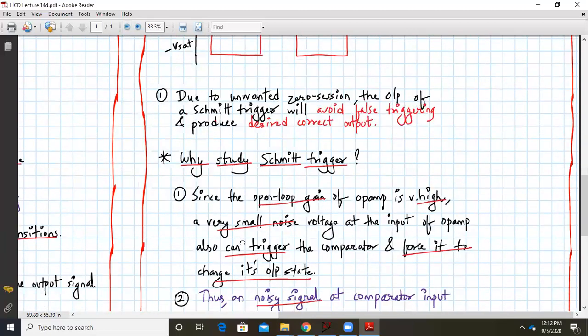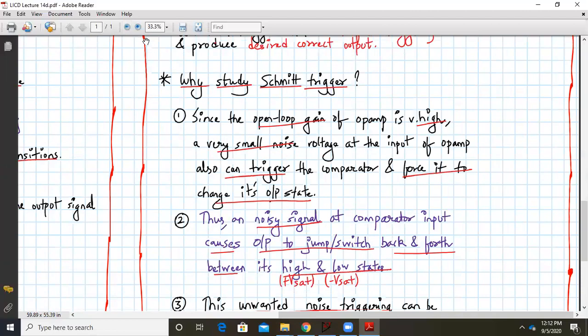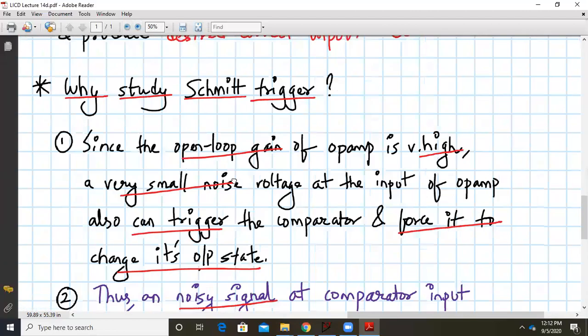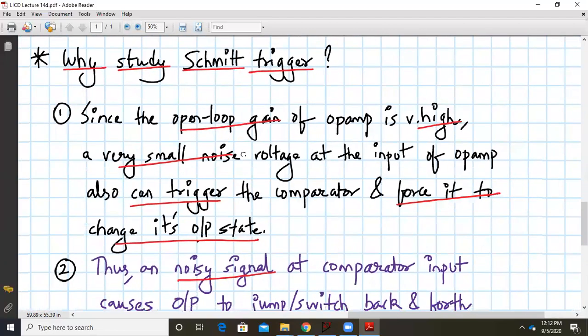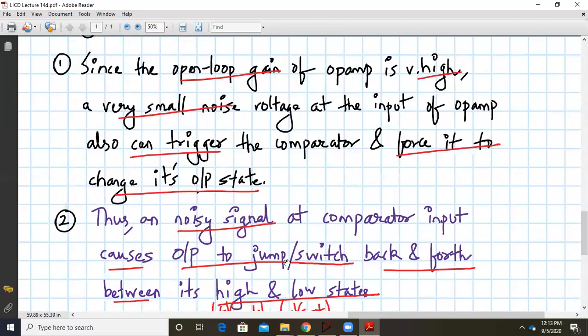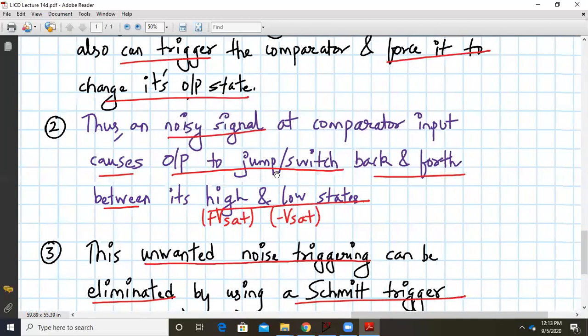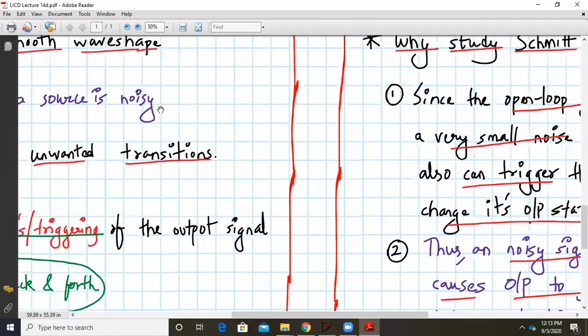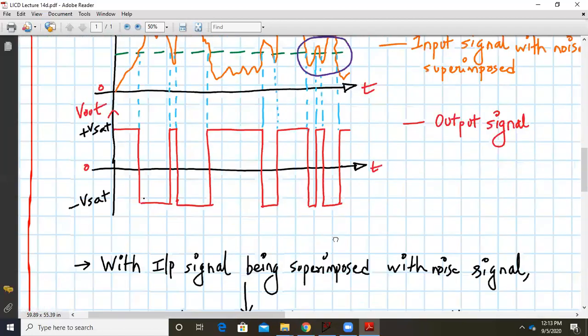Now the question is, why do we study the Schmitt trigger? Since the open loop gain of the op amp is very high, a small noise voltage at the input of the op amp can also trigger the comparator output and force its output to change state. Thus a noisy signal at the comparator input will cause the output to switch back and forth between positive VSAT and negative VSAT. So that is what is happening over here.